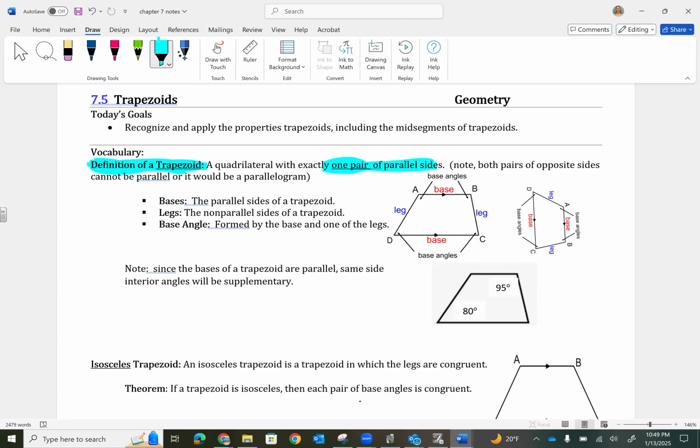If it had two pairs of parallel sides, it'd be called a parallelogram. But because there's only one pair of parallel sides, it's going to be a trapezoid. So it can't have two, it has to have just one. Okay. And it can't have zero, it has to have just one pair.